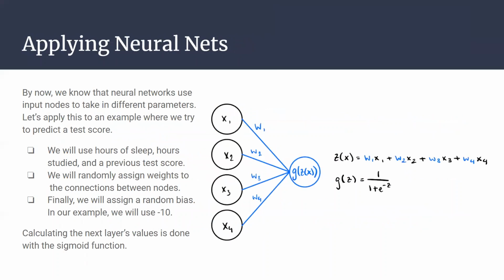Okay, so we can use neural networks to predict outcomes. In this example, we'll predict a test score given hours of sleep, hours studied, and the previous test score. Randomly assigned weights will correspond to each of the inputs, and then a bias will be accounted for. Here, the bias is -10. The next node values will be calculated using this g of z function, where we multiply each of the weights by the input node's values, sum them, and then apply the sigmoid function to that sum.